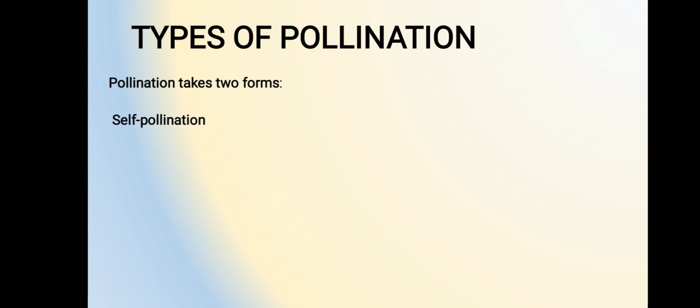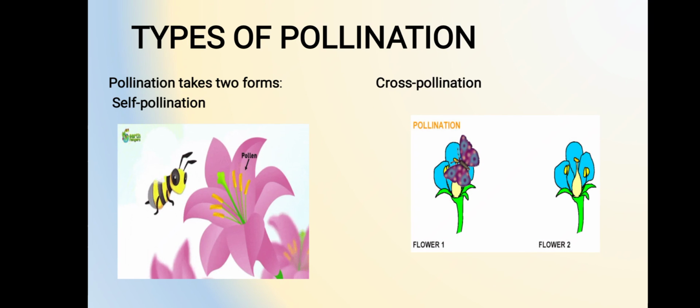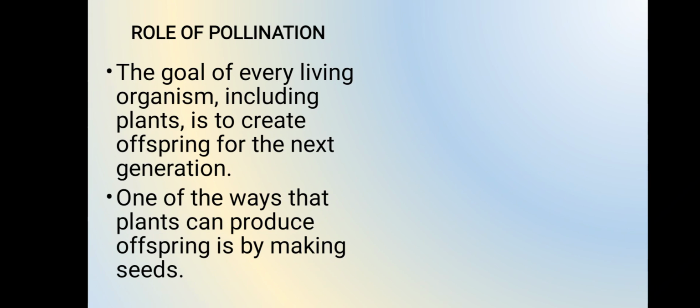Types of pollination. There are two types of pollination, self-pollination and cross-pollination. The main role of pollination is to produce offspring, that is by making seeds. So class, this is all we'll be learning for today.